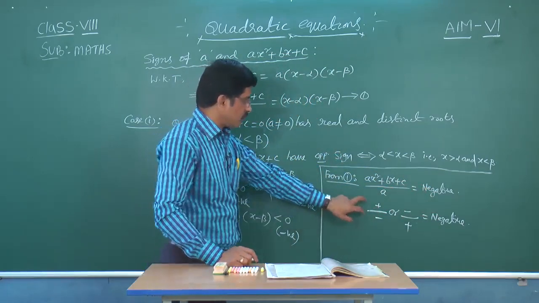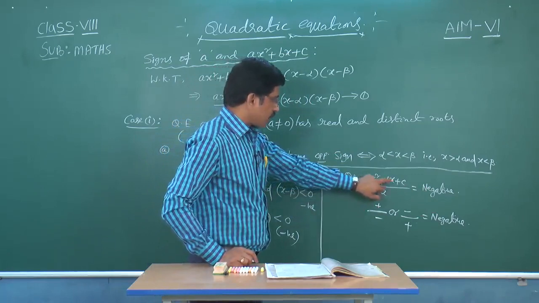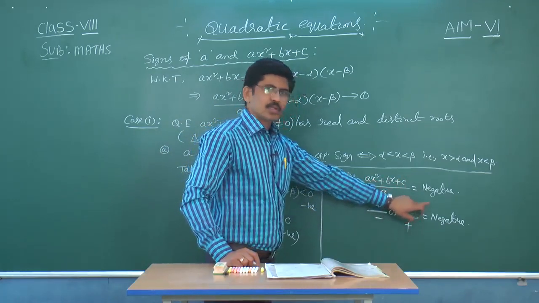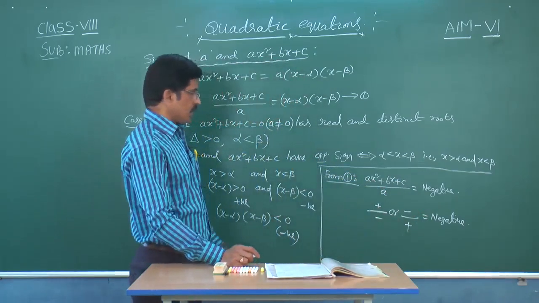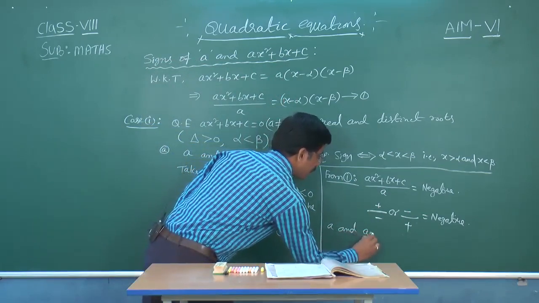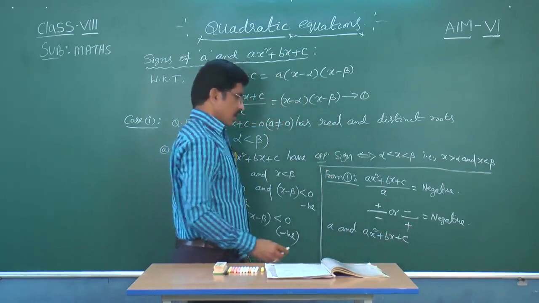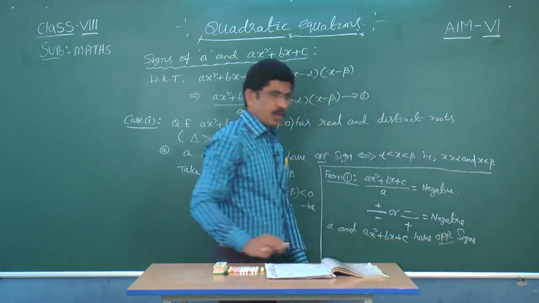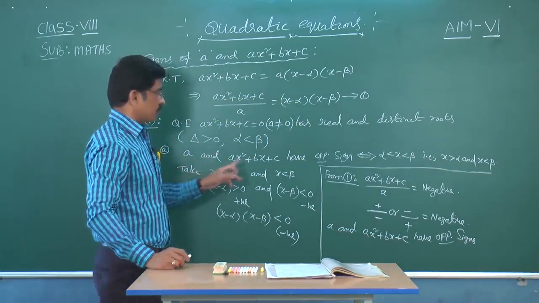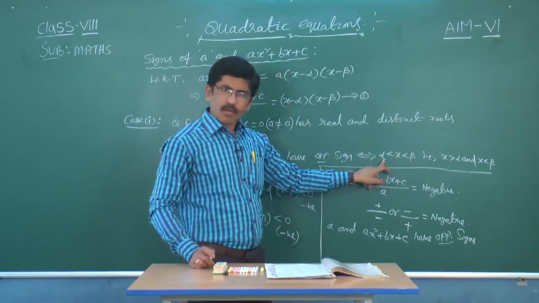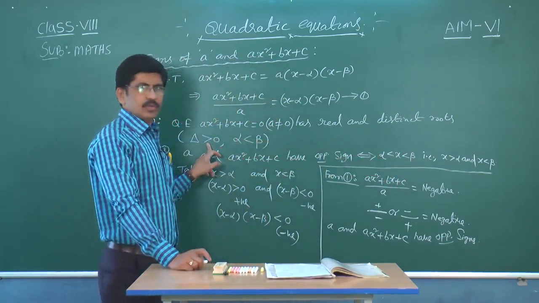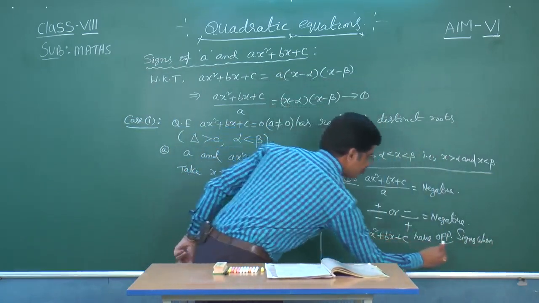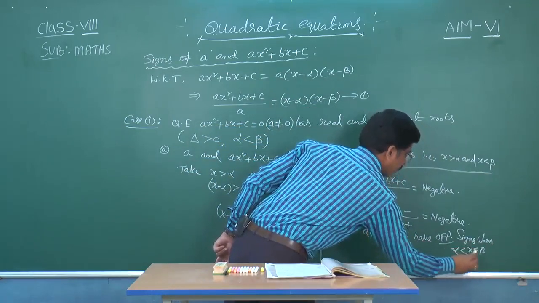What do you observe here? Either ax square plus bx plus c is positive and a is negative, or ax square plus bx plus c is negative and a is positive, so the ratio is negative. We observe here that a and ax square plus bx plus c have opposite signs when x is greater than alpha and less than beta, and delta is greater than 0.